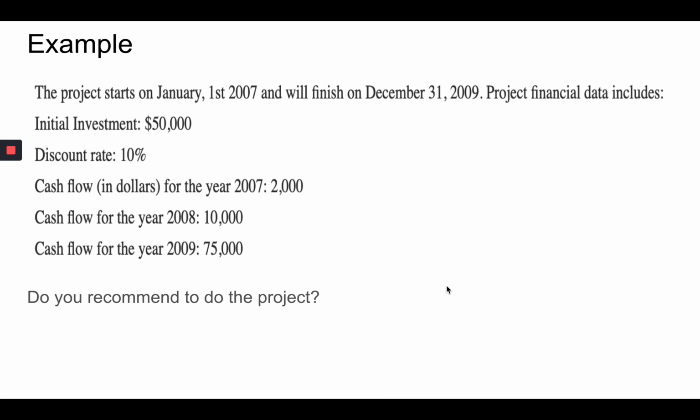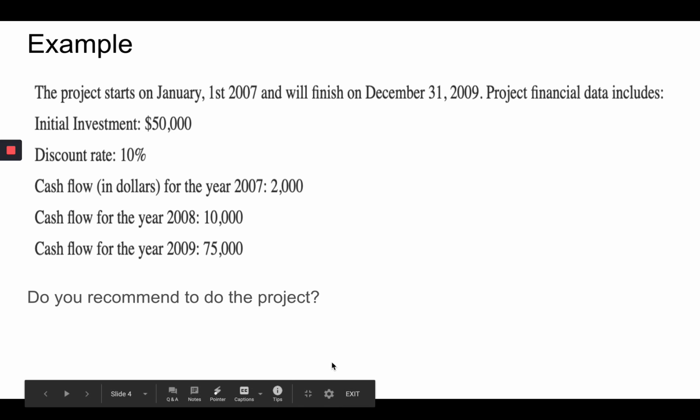The project starts on January 1st, 2007, and will finish on December 31st, 2009. So the first thing I'm thinking is this is going to be 3 time periods. The project financial data includes the initial investment of $50,000, the discount rate of 10%, and then the cash flows for year 2007 is $2,000, 2008 is $10,000, and 2009 is $75,000.